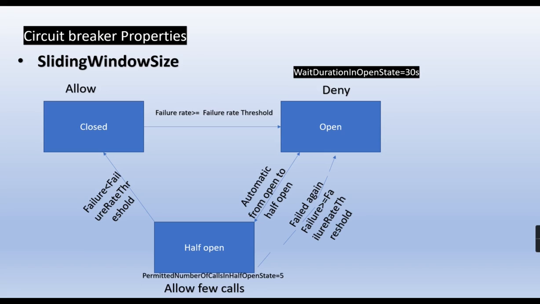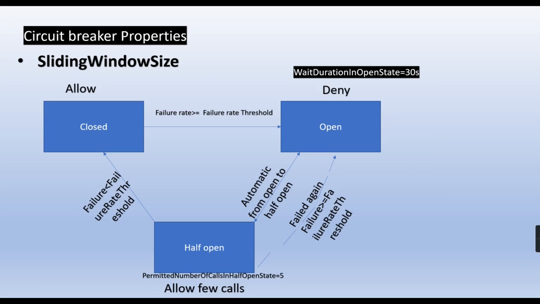So, what is the meaning of sliding window size? It means the number of calls allowed for a hit. Suppose we are trying to hit the service. Order service is hitting payment service. So many calls may hit payment service. That means a certain limit will be decided. That limit is the sliding window size.